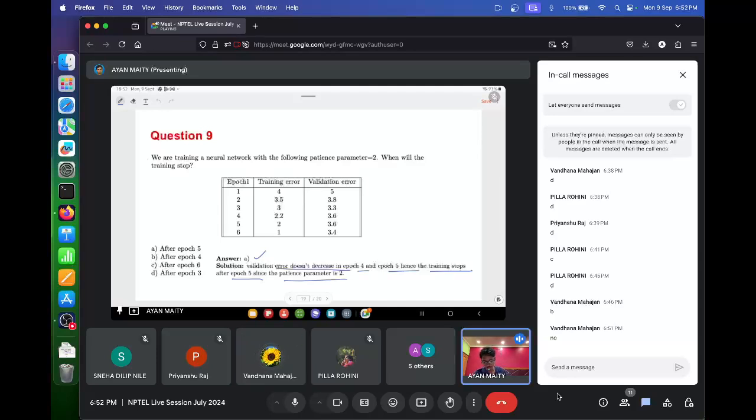For example, up to here the validation error was decreasing, so everything was fine. After that, for these two consecutive iterations, the validation error didn't decrease. So that's why you will stop at this point. So this is what this question is about, when you stop the process. This gives a very practical view of the patience parameter, but in the video we didn't get this. In the video the theoretical part of it was taught, but the examples were not.